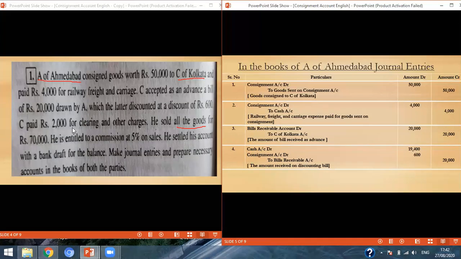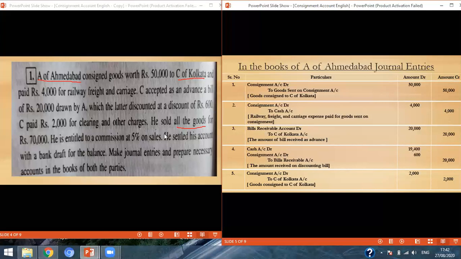Then C paid rupees 2,000 for clearing and other expense. Now we have to understand that C is doing the expense on behalf of the consignor. So the expense is mainly of consignment, so the consignment account will be debited. Consignment account debit to C of Kolkata account credit, 2,000 rupees. Goods consigned to C. Like C has done the expenses of consignment.